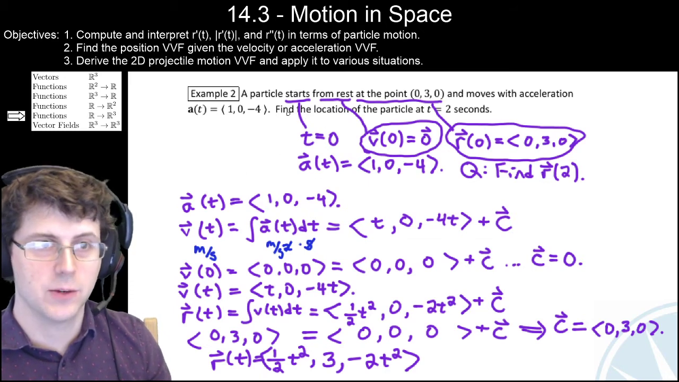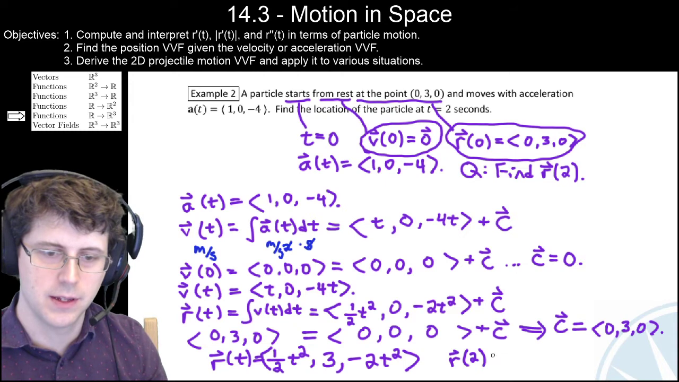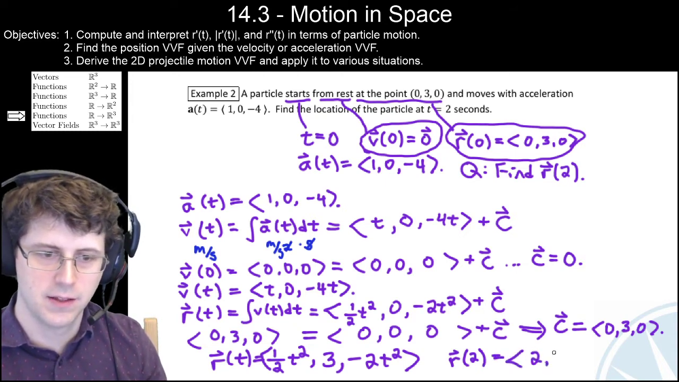What was the question actually? The question was, where is it at time 2? Well, you can find where it is at time 2 by just plugging in 2. We'll get a half of 2 squared, 3, and minus 2 times 2 squared.